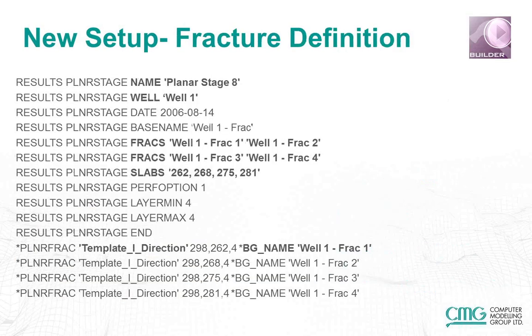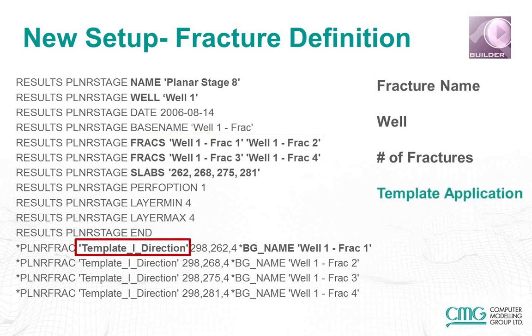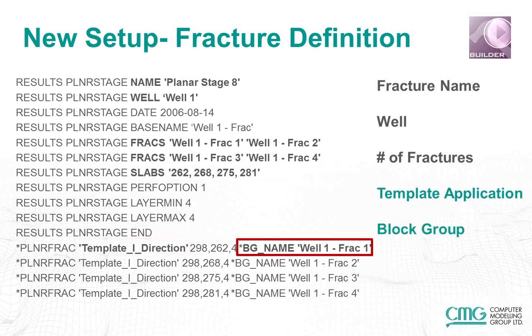The last thing that we need to define with our fractures, now that we have the properties defined, is where along the wells we want our fractures to be placed. For doing this, we'll define our fracture name, the well that we want to associate the fracture with, the number of fractures that we want to have on the well, as well as the placement of these fractures, and then finally we'll associate the template that we've generated to the fracture that we're creating. We'll also give the fracture a name so that if we want to define other properties, we can refer to this fracture by its unique name.